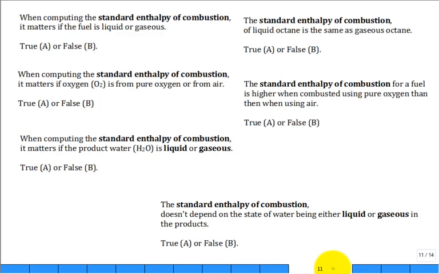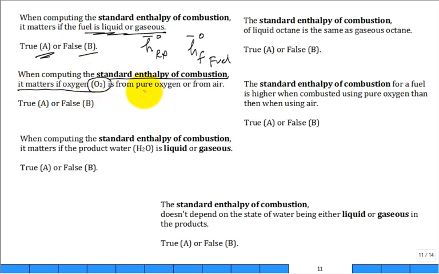All right. When computing the standard enthalpy of combustion, isn't that h_RP bar not? It matters if the fuel is liquid or gaseous, true or false? It does, it's true. Because that affects the enthalpy of formation of my fuel. And you remember liquid octane, gaseous octane?